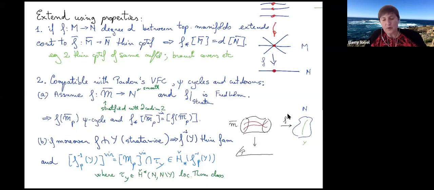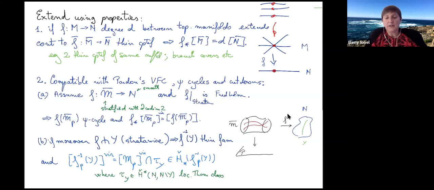The second, more importantly, as I said earlier, this construction is compatible with Pardon's construction of the virtual fundamental class using implicit atlases. Pardon's construction is more general, but of course, just like singular homology, it's a bit hard to calculate anything from the definition.